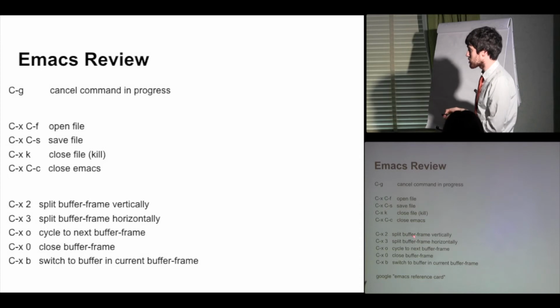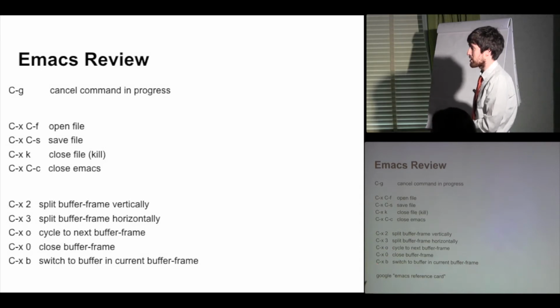To split, you can split vertically with Control X 2, and you can split horizontally with Control X 3. If you want to cycle to the other frame, it's Control X O. To close a frame, it's Control X 0. And to switch a buffer into the current frame that you are in, it's Control X B, and then you start typing the name of the buffer, and then it opens up.